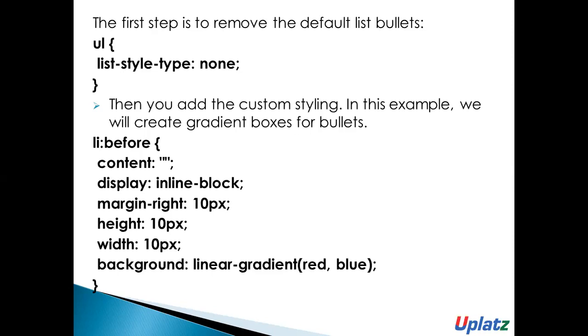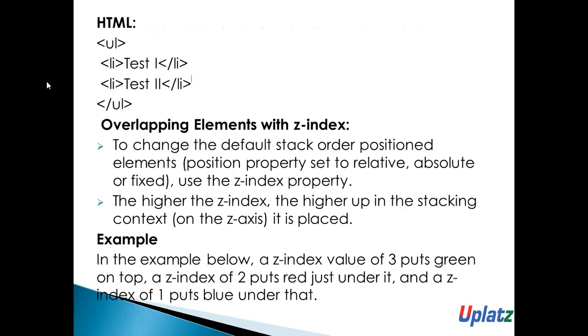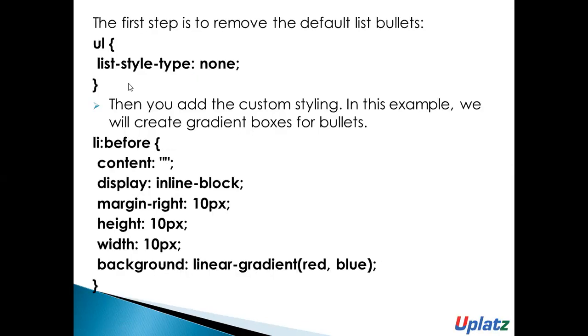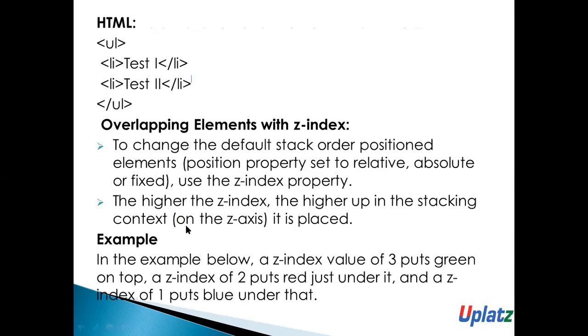For that, list before content, I'm making that empty, and display inline block, margin is 10px, height is 10, width is also 10. For background, linear gradient, I'm making it red and blue. In the HTML, this is an unordered list, and I'm just making test 1, test 2. Based on that, inline and then background color for that particular li, everything will become a display.